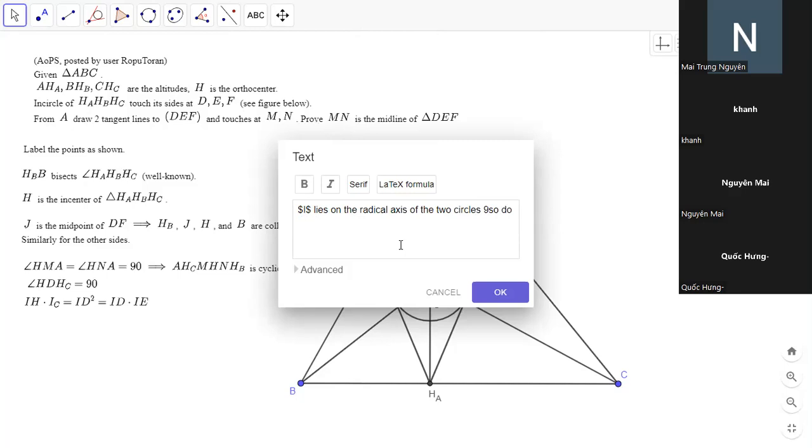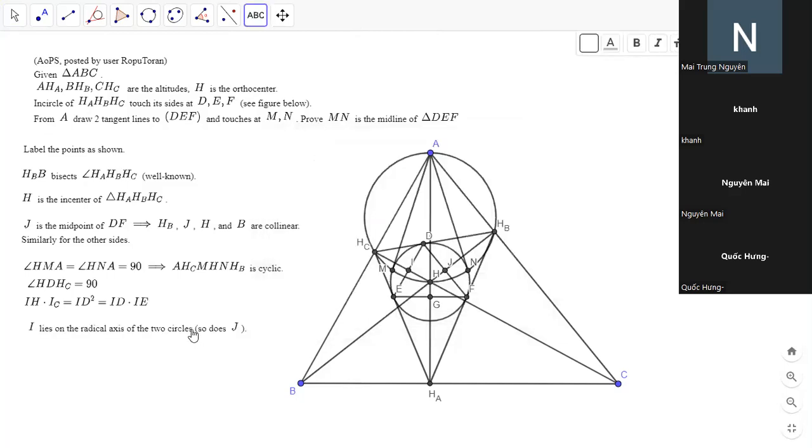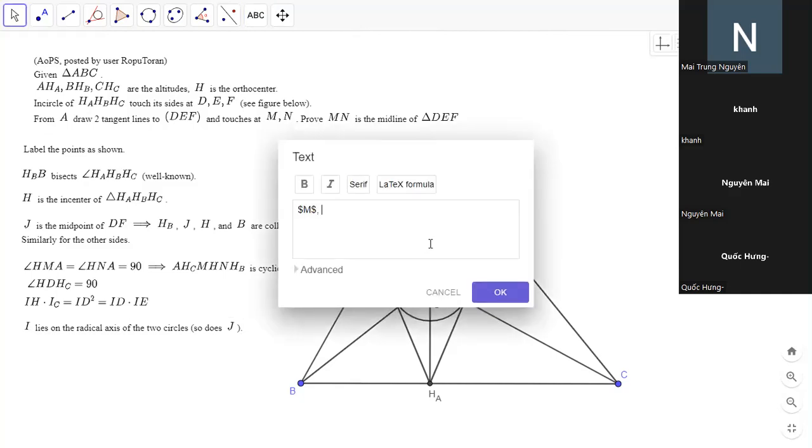So does J. I think it's point J, right? So does J. So M, N, I, and J are collinear. And that implies MN is the midline of DF. All right, let's try to find a harder problem.